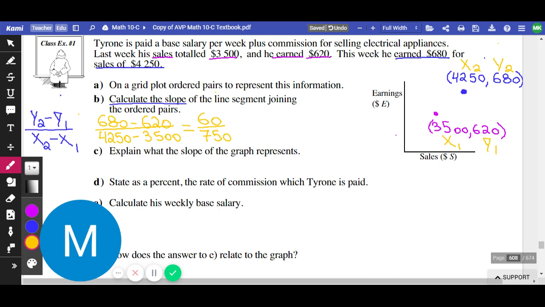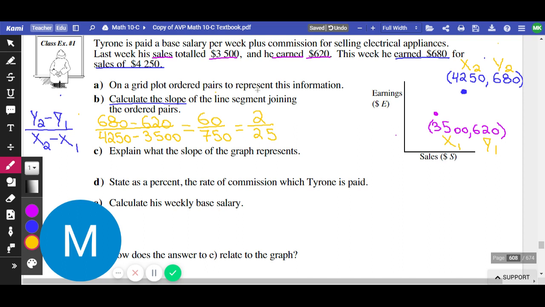And then we would reduce that, right? And I have a hard time reducing that one. That one's kind of tricky. 2.5? 2 over 25. Okay. So this thing reduces to be 2 over 25.